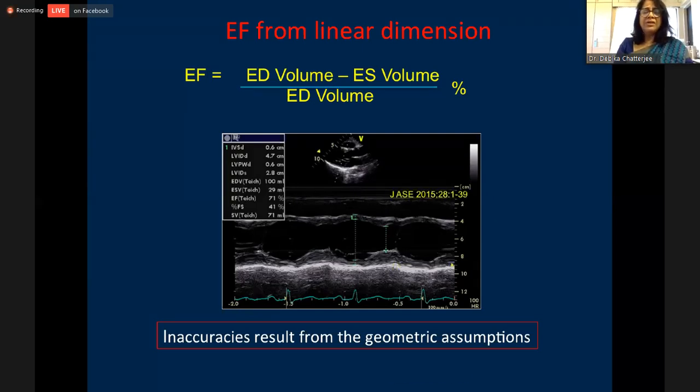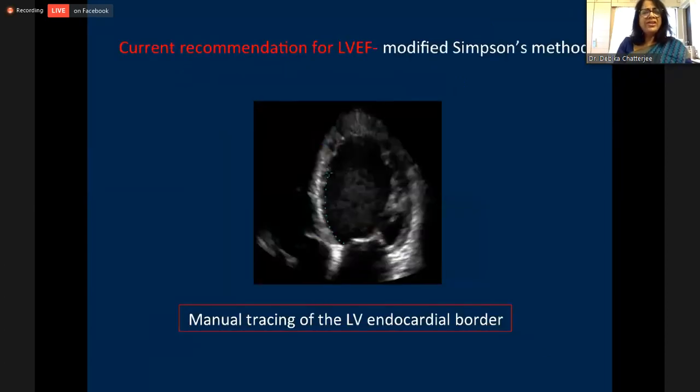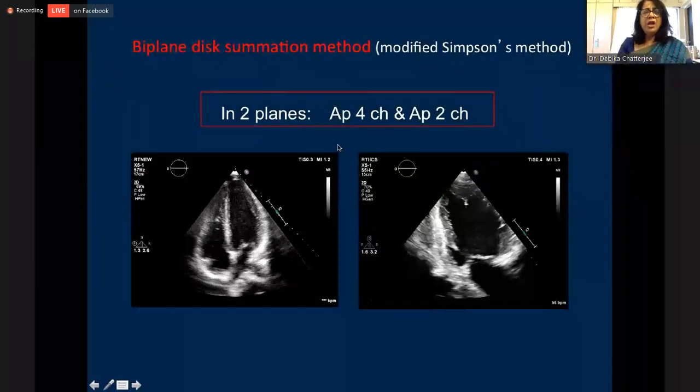So as per the latest recommendation of the ASE, assessment of ejection fraction from M-mode or 2D guided M-mode is not recommended. The latest recommendation is the measurement of LV volume and ejection fraction from the modified Simpson's method by manually tracing the LV endocardial border using two planes.